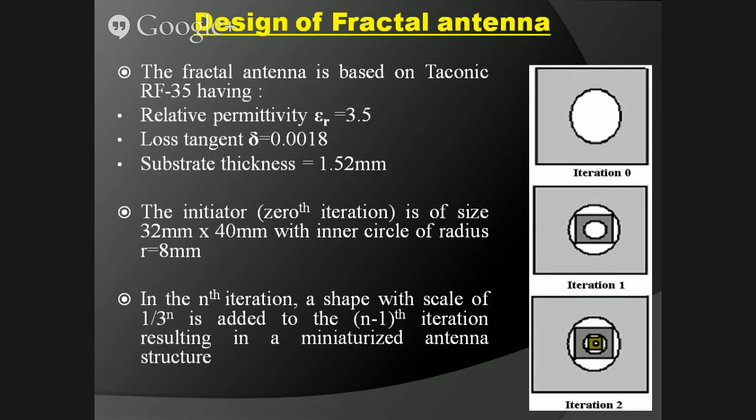After the design of the AMC, I designed a fractal antenna with the following specifications: Taconic RF35, epsilon R 3.5, loss tangent 0.0018, substrate thickness 1.52 mm. The initiator was of size 32 × 40 mm with a circle inscribed in it of radius 8 mm. The frequency I have chosen is 2.45 GHz, basically used for mobile, Bluetooth applications or various handheld devices. The nth iteration is 1/3 of the previous iteration.